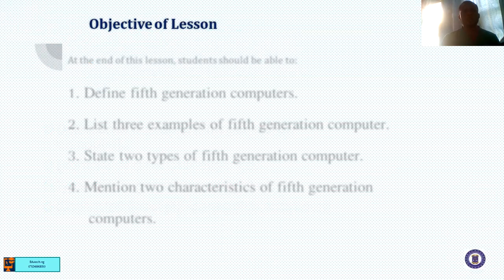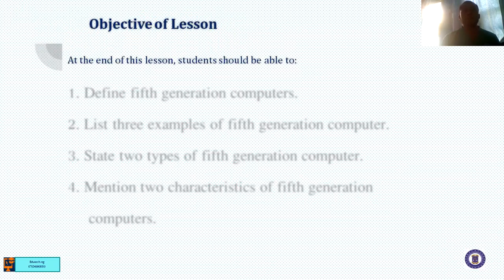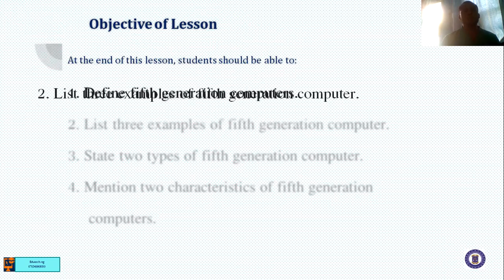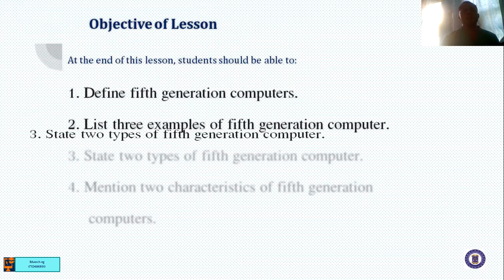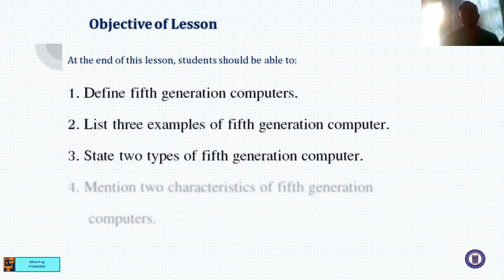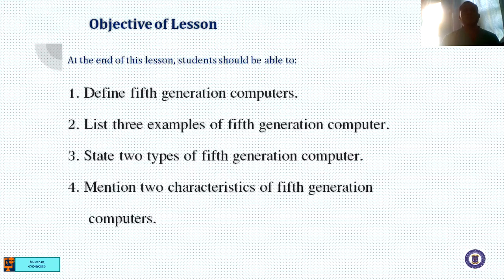Also, we shall be looking at the objective of the class. Objective simply means what you as pupils are expected to achieve at the end of the class. Now, at the end of this lesson, students should be able to: 1. Define fifth generation computer. 2. List 3 examples of fifth generation computer. 3. State 2 types of fifth generation computer. 4. Mention 2 characteristics of fifth generation computer.